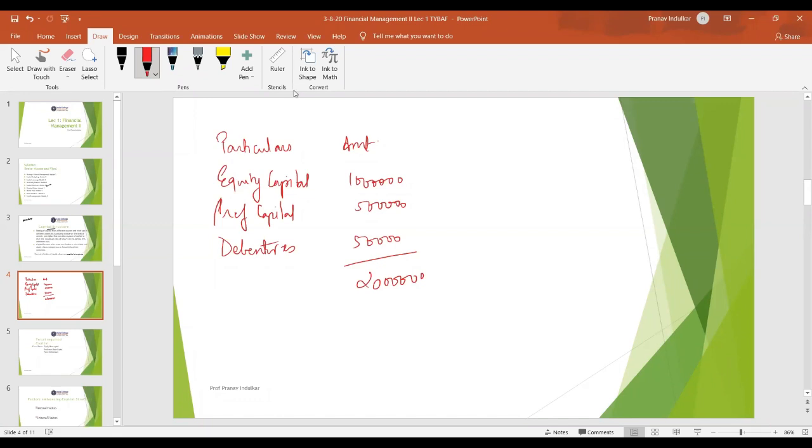What is this? This is my capital structure. So you understand what is the capital structure? Capital structure is basically arranging the funds, or the arrangement of funds. Okay. Now, is it only just the arrangement of funds?